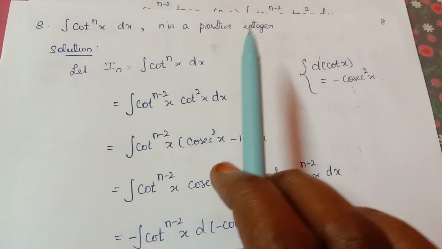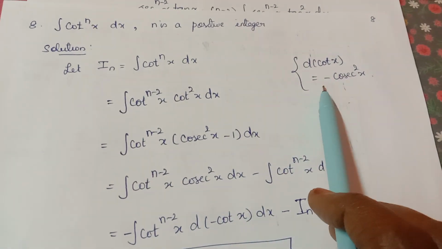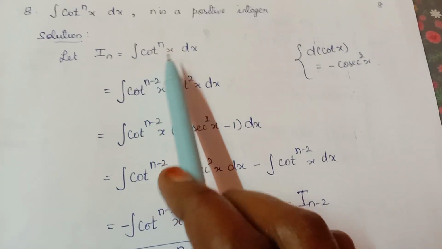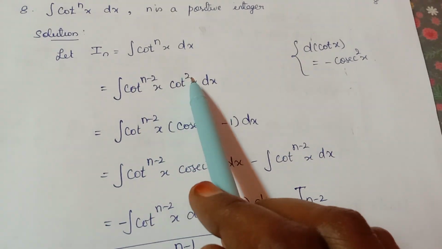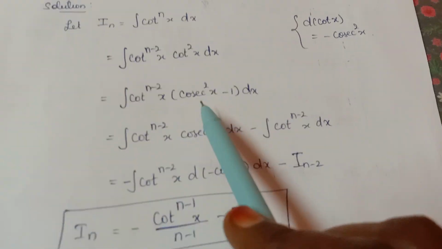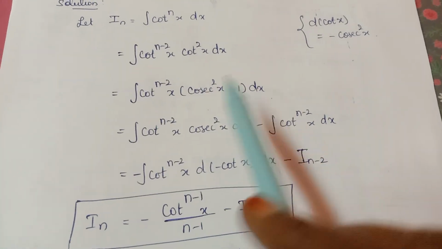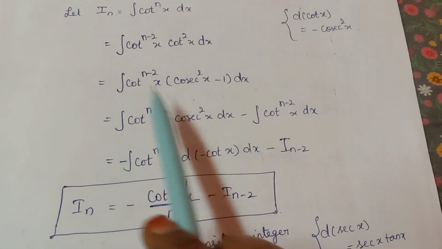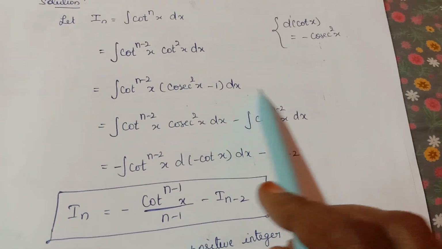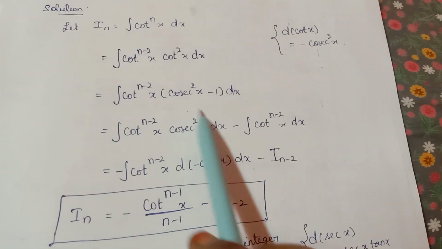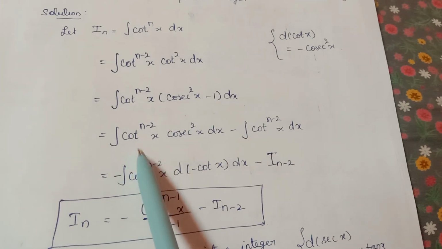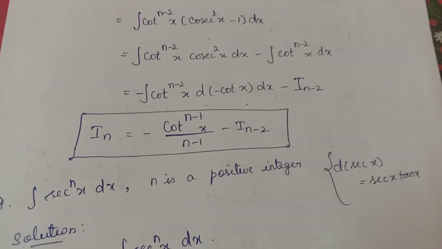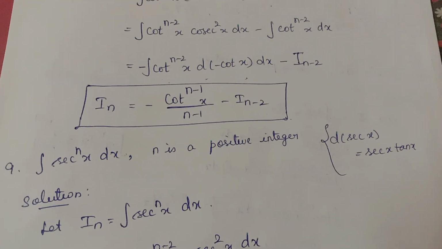Okay, next. Similarly for cot power nx, integration of cot power nx dx, where n is a positive integer. The same procedure, differentiation of cot x is what? Minus cosecant square x. Now you rewrite cot power nx as cot power n minus 2x into cot square x. Rewrite cot square x as cosecant square x minus 1 and you multiply. So it will be cot power n minus 2 cosecant square x dx minus cot power n minus 2x dx. This is I n minus 2, and here this can be rewritten as cot power n minus 2 into differentiation of cot x. So this will be what? Minus cot power n minus 1x by n minus 1.